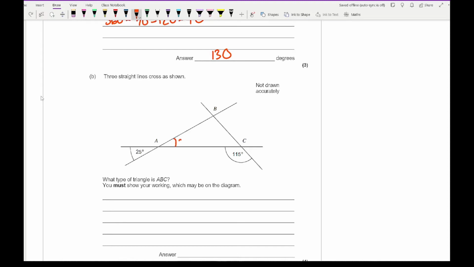Well, this angle here is going to be 25 degrees because it's opposite. This angle here lies on a straight line, so that's going to be 180 minus 115, which gives me an answer of 65 degrees. And so this angle here, by working out angles in a triangle, must be 90 degrees. So here there's a couple of triangles you could give. With it having a 90 degree angle, it could be classed as a right angle triangle.